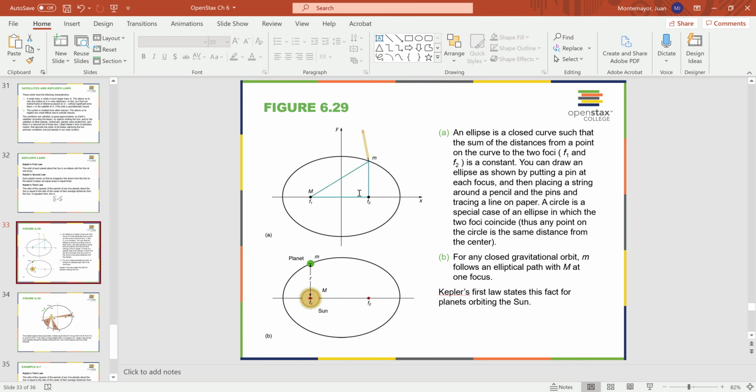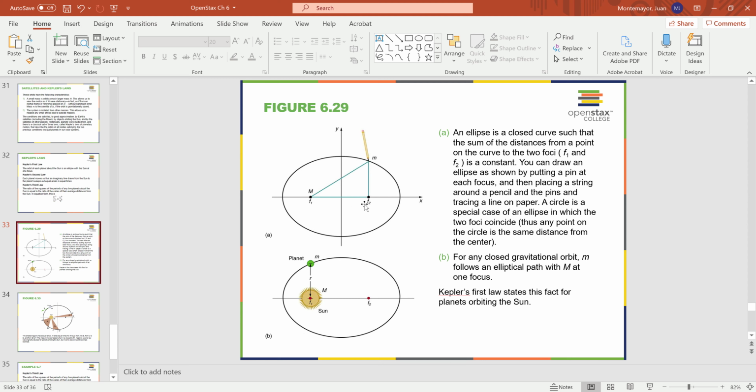Okay. For A, here, an ellipse is a closed curve such that the sum of the distances from a point on the curve to the two foci, F1 and F2, is a constant. You can draw an ellipse as shown by putting a pin at each focus here.